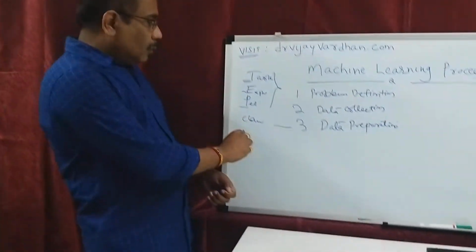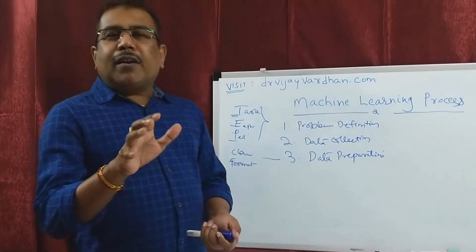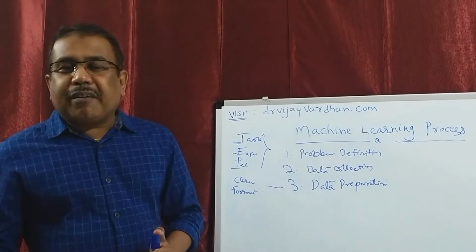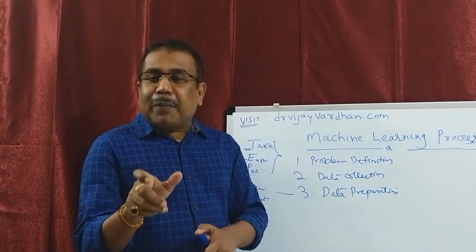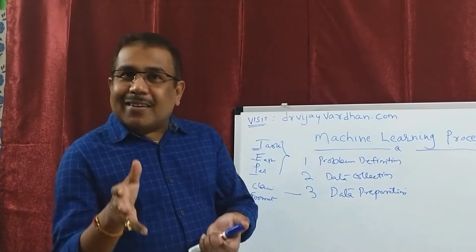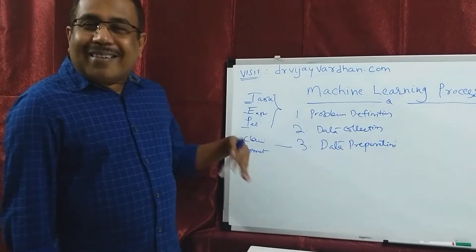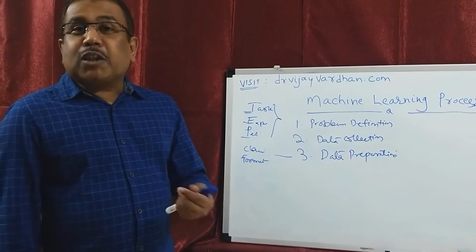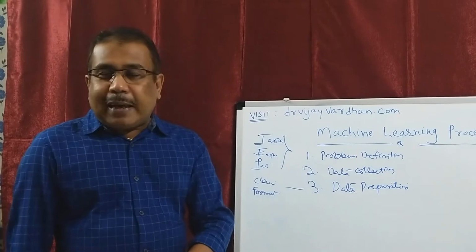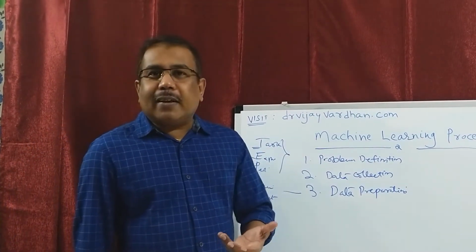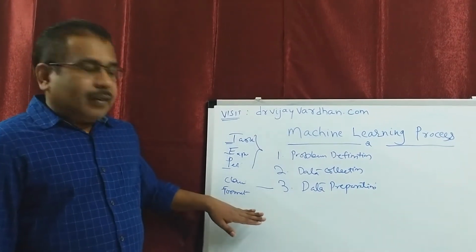After cleaning, you have to format the data. Different machine learning libraries require different data formats. Suppose you are using Python machine learning libraries, they expect data in a Python list. Other machine learning libraries expect data in JSON format or CSV or Excel files. Based on different tools and techniques, you need to format the data according to their expectations.